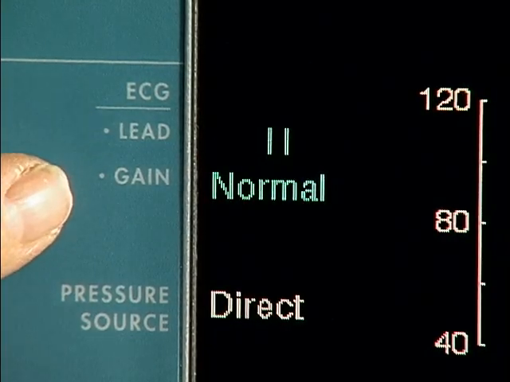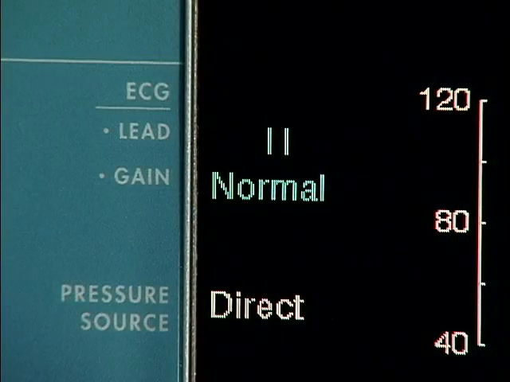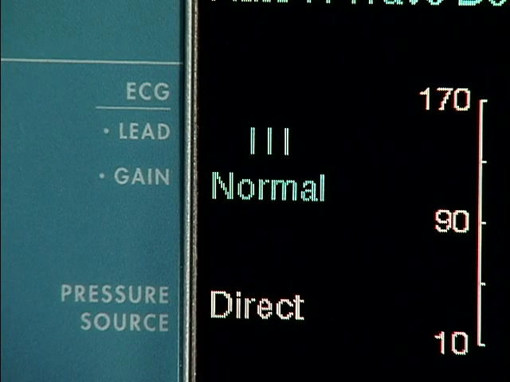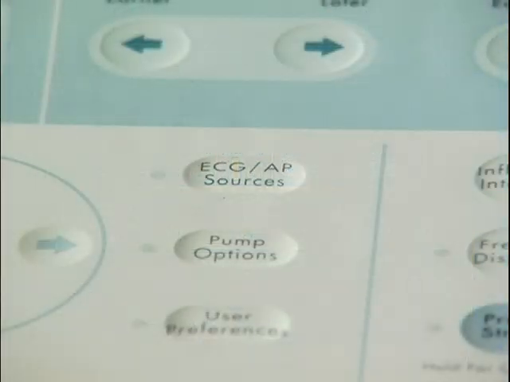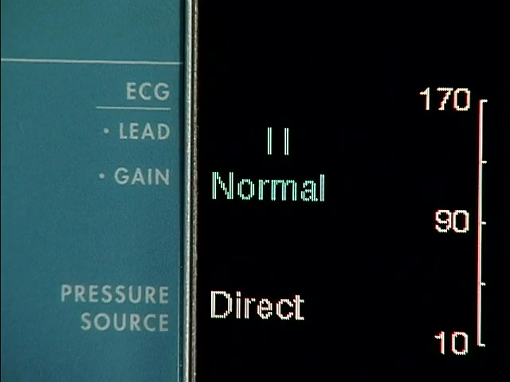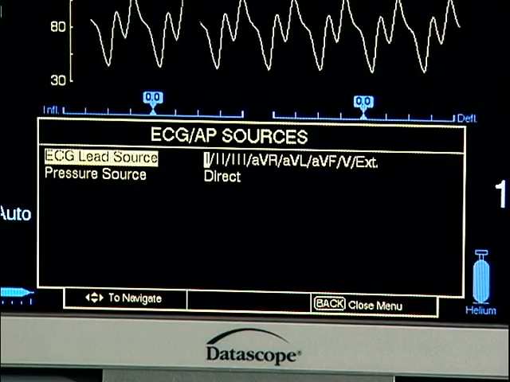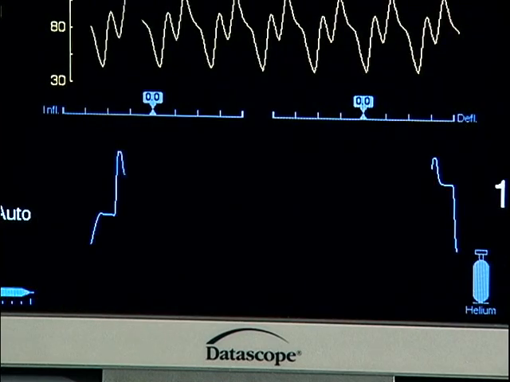ECG lead and gain are displayed on the left side of the monitor. In the auto operation mode, the pump will automatically select the best ECG based upon available sources, leads 1, 2, 3, external. In the semi-auto or manual operation modes, ECG lead or external monitor is selected by accessing the ECG AP sources key. In general, lead 2 provides the best R wave for triggering and is the lead that is automatically selected when the pump is turned on.